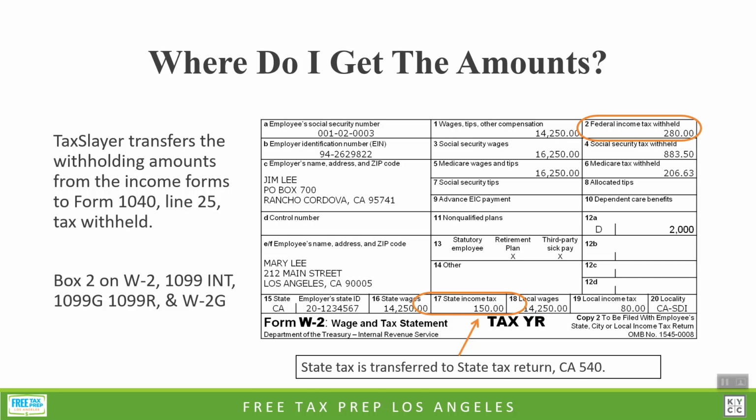This state tax information is transferred not on the 1040, but on the state tax return, which is the California 540.